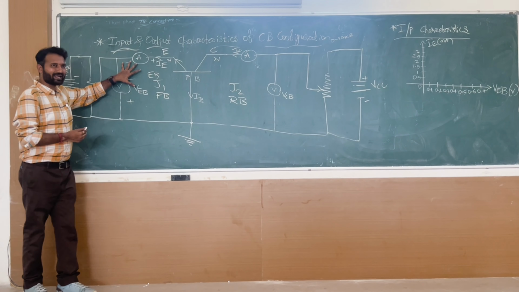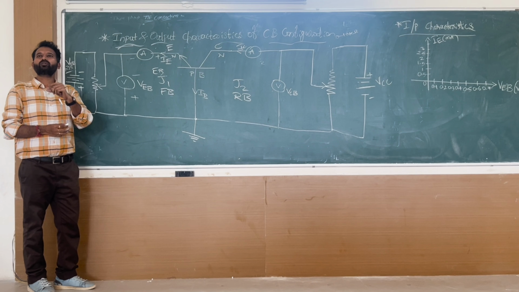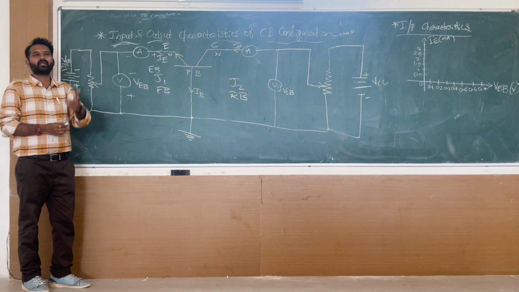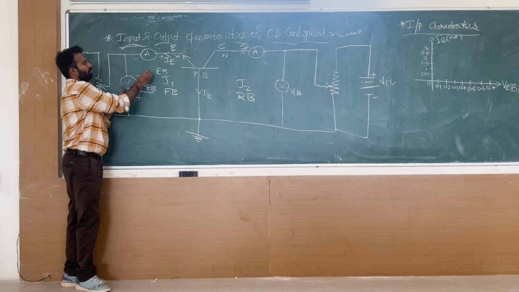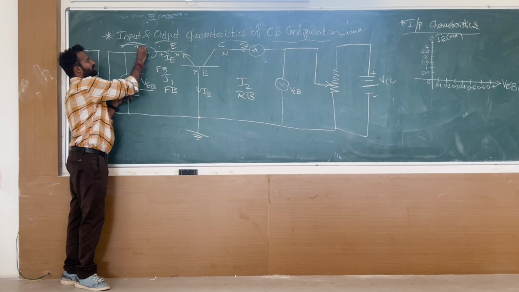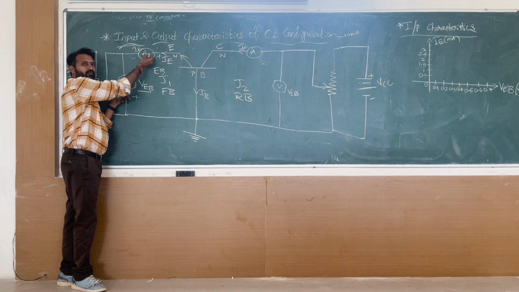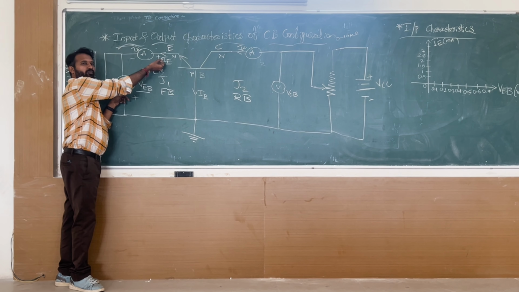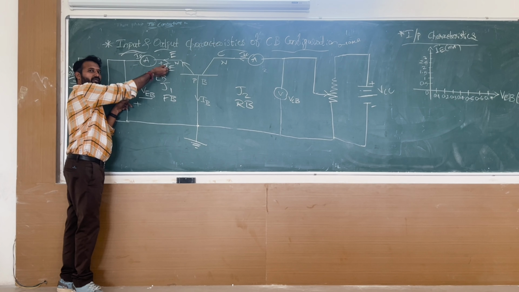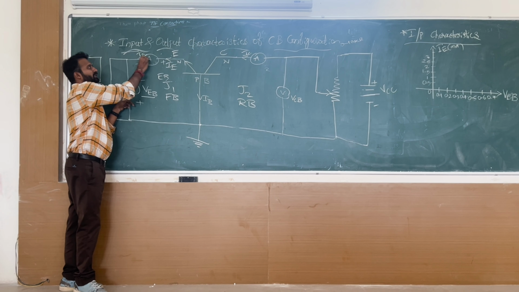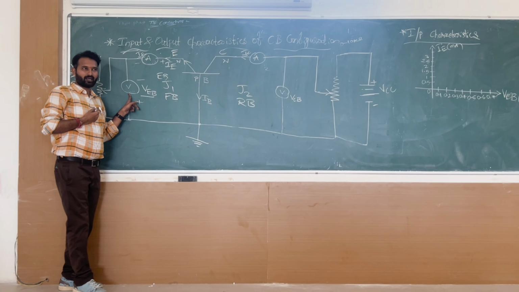Whatever parameters are available at the input side, that you will change, that you will vary. What parameters are available at the input side? VEB and IE. This is nothing but IE, the current flowing in the ammeter. The ammeter is connected at the emitter terminal. The current flowing in the ammeter will be denoted as IE. Now we are studying input characteristics.